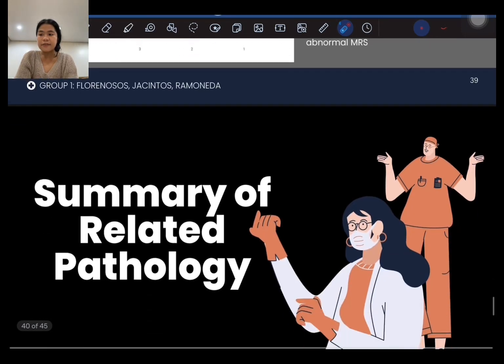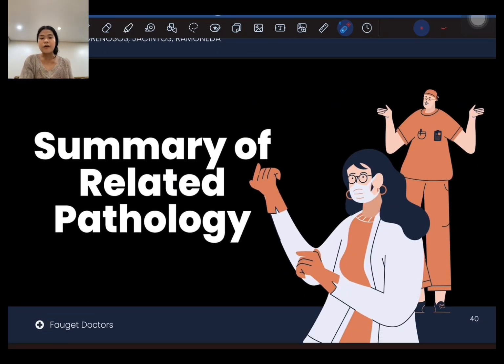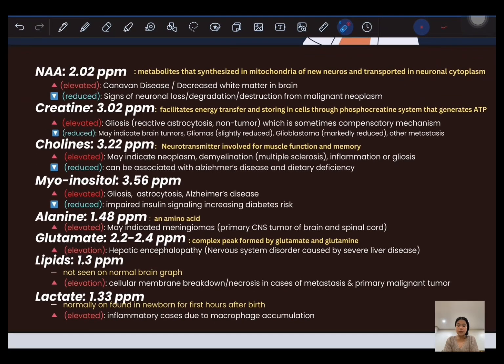Now that we can read the graph, we will be reviewing the summary of related pathologies and most common metabolites according to Radiopaedia. Due to time constraints, please feel free to pause the presentation to review more detailed information on the potential pathologies associated with varying metabolic concentrations.